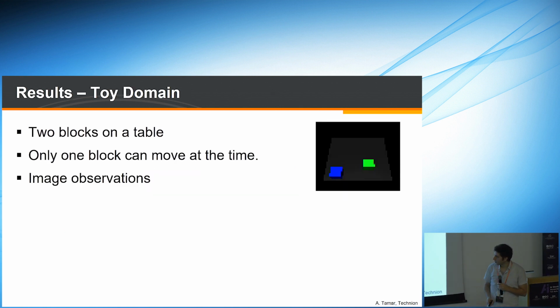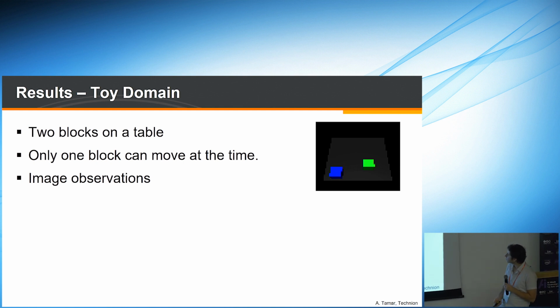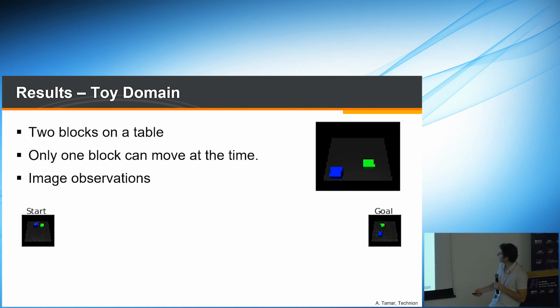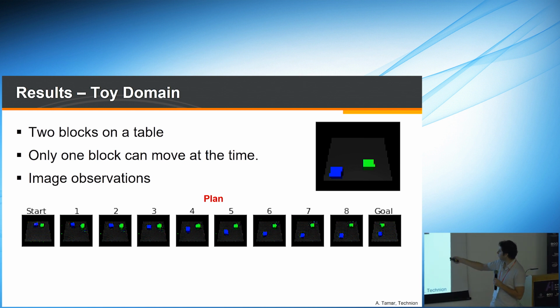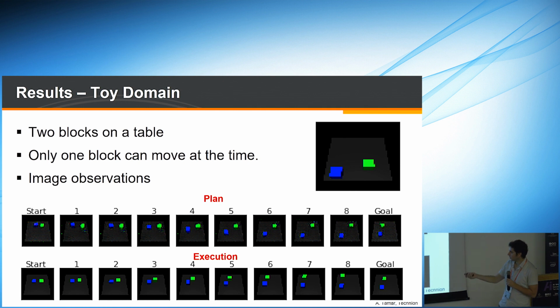So here's an example in a simulated domain. These are just two blocks that can move. We have image observations of this. We train a causal InfoGAN model, and then we plan or imagine how the movement should look like, reaching from start to goal. And then we use an inverse model to actually carry out this plan, and you see that it tracks it rather nicely.